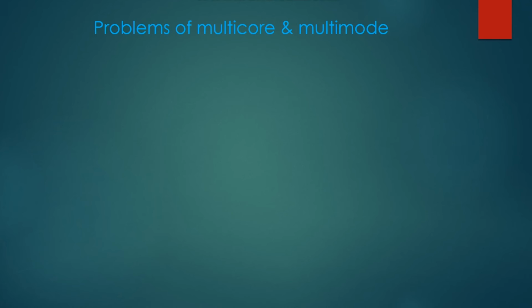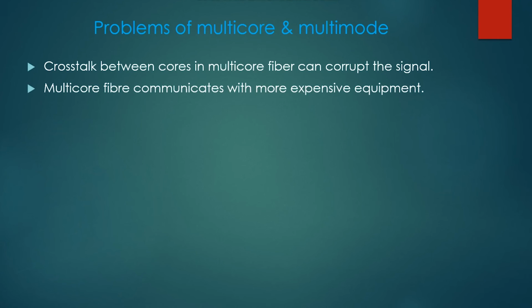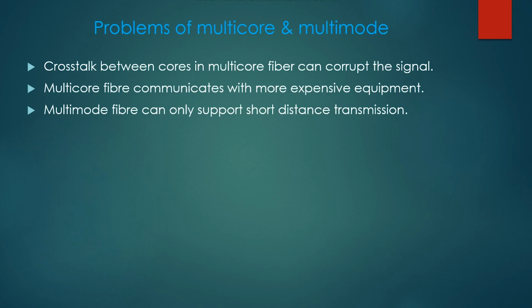There are 2 main problems with using multi-core optical fiber. Firstly, crosstalk between cores in multi-core fiber can interfere and corrupt the signal. Secondly, multi-core fiber only allows communication with more expensive equipment. For multi-mode, there is only one main concern with using multi-mode optical fiber. Multi-mode fiber can only support short-distance transmission.